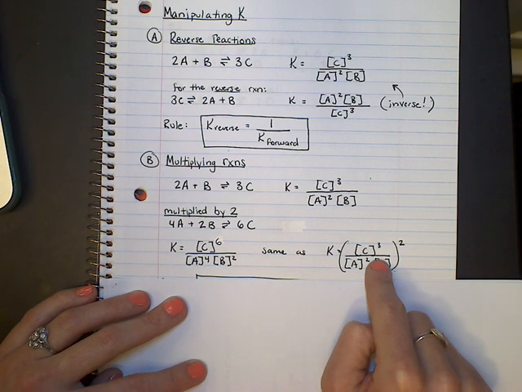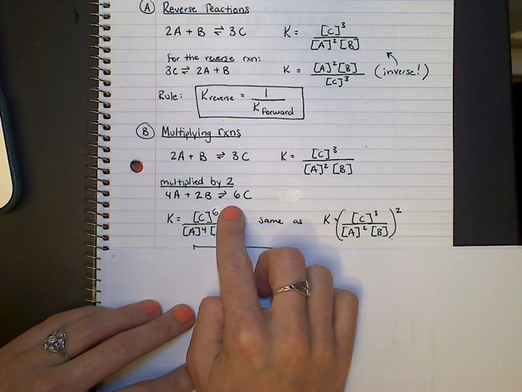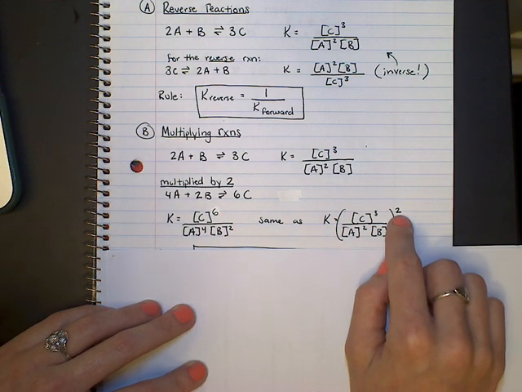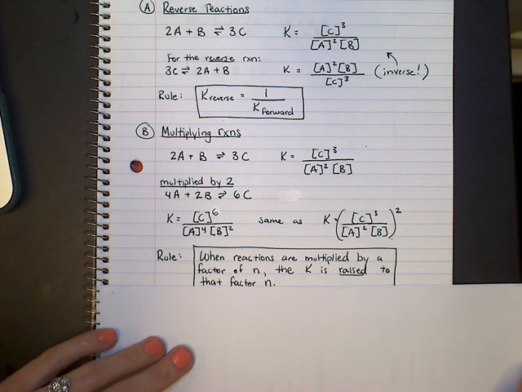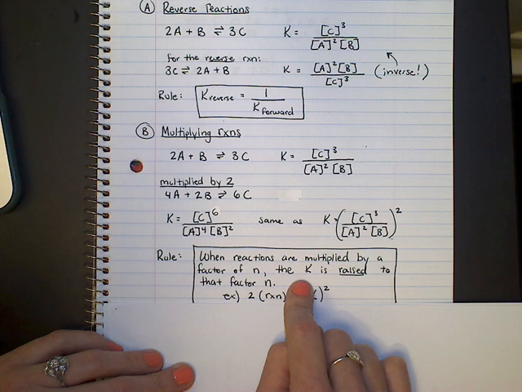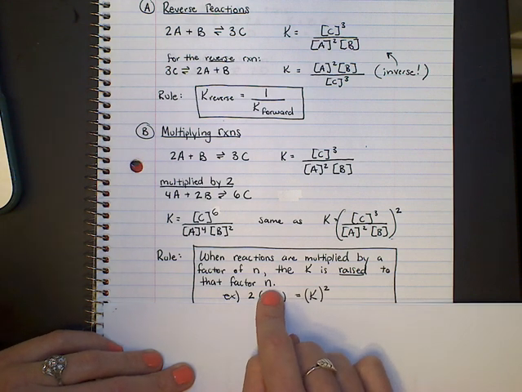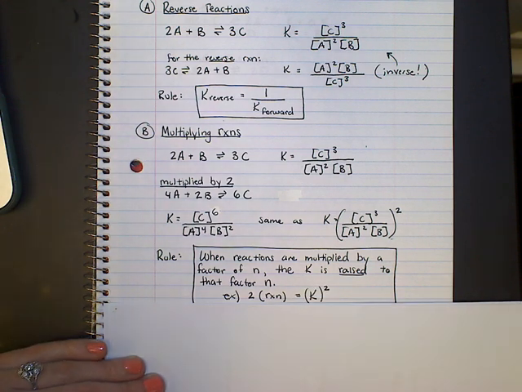So if we can write it like this, that means whenever you're multiplying a reaction by a certain number, you're just going to raise that K value to the same number. Put into better words: when reactions are multiplied by a factor of n, the K is raised to that factor n. So if we multiplied the reaction by 2, we raise the K to the power of 2, and that's how you get the new K for the new reaction.